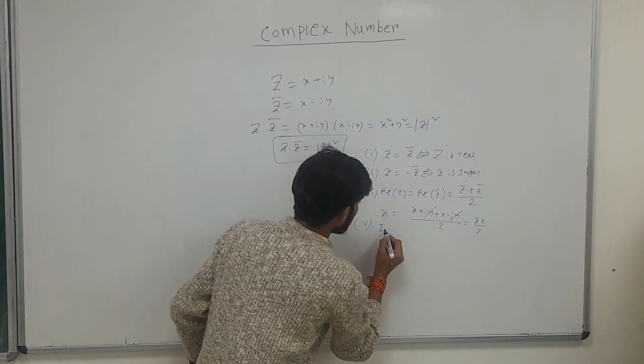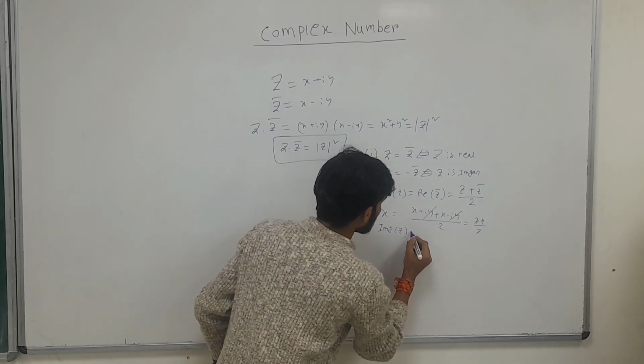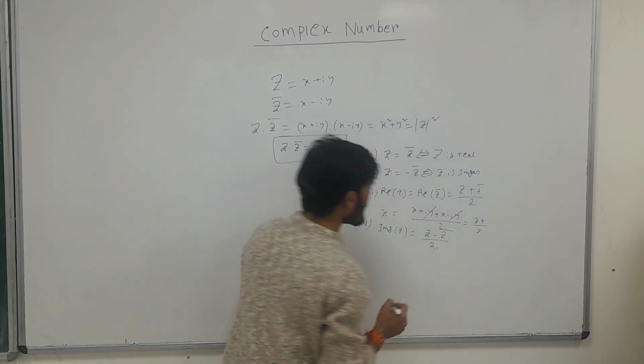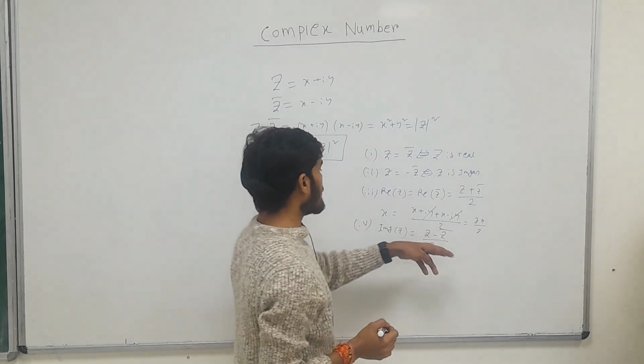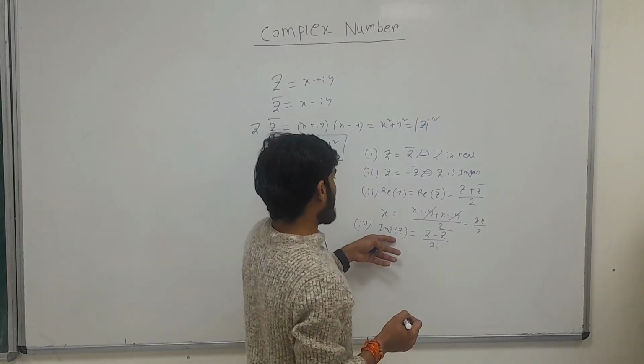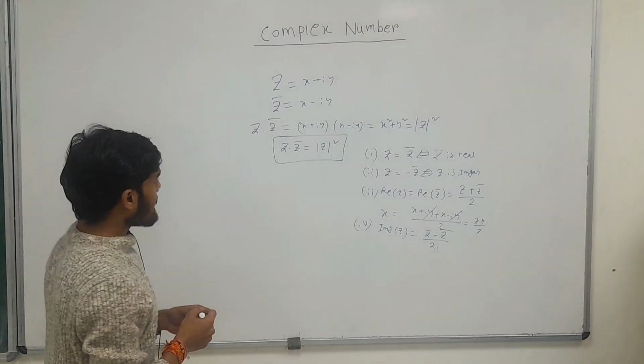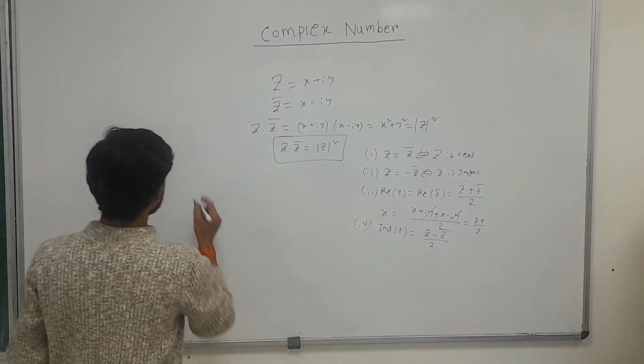Property 4: the imaginary part of z is equal to (z minus z bar) by 2i. You just put the values of z and z bar, and you will easily find the imaginary part. What is the imaginary part? This is y. Now I will see the polar form of z.